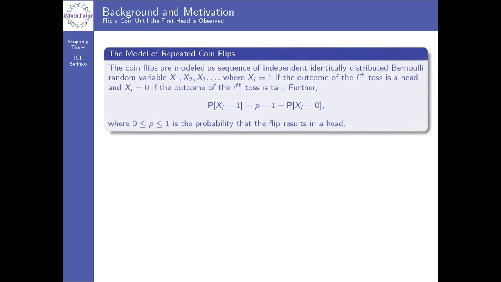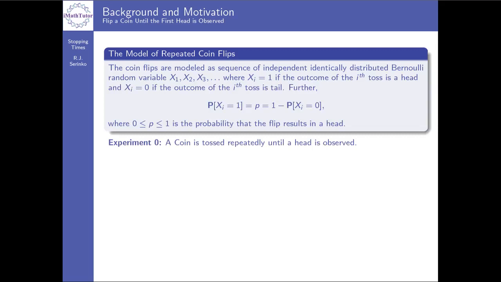So let's review. The model of recorded coin flips is a sequence of IID, or independent identically distributed, Bernoulli random variables X1, X2, and so on, where Xi equals 1 if the outcome of the ith toss is a head, and Xi equals 0 if the outcome of the ith toss is a tail. Further, the probability of a head is equal to p, whereas the probability of a tail would be 1 minus p. Here p is some number between 0 and 1.